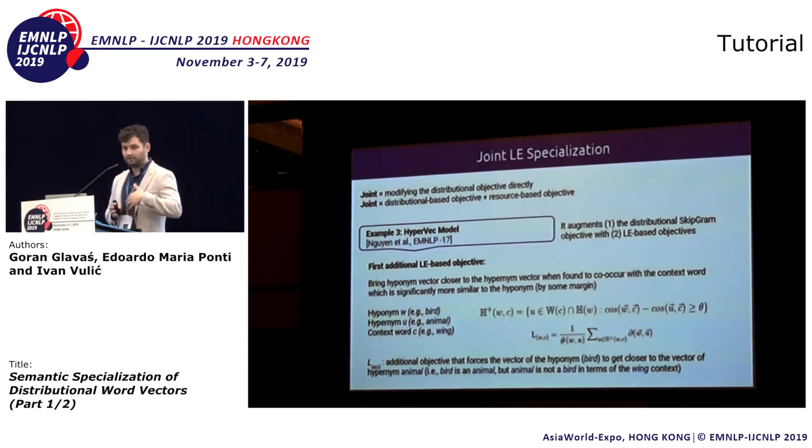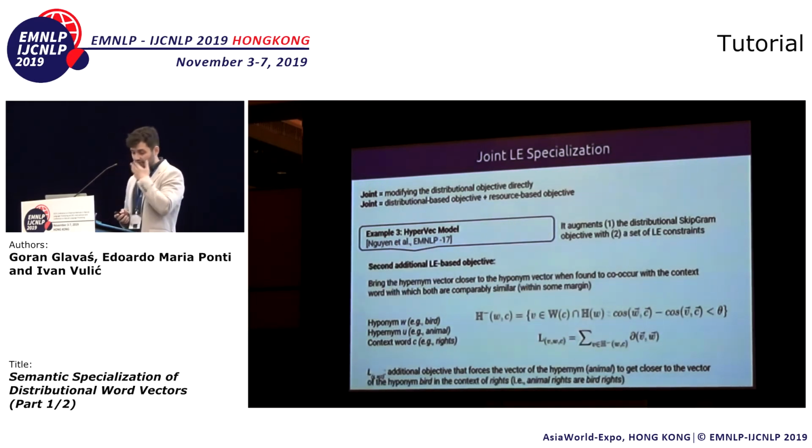So wing is going to be more similar to bird than to animal by some margin. In that case, I know that I have a context in which my hyponym should go closer to the hypernym. So bird is an animal, and I'm going to push the bird towards the animal, but not the other way around, because this is a context in which I have wing, and if I pushed animal towards the bird, that would mean emphasizing that animals have wings, and not all animals have wings, sure.